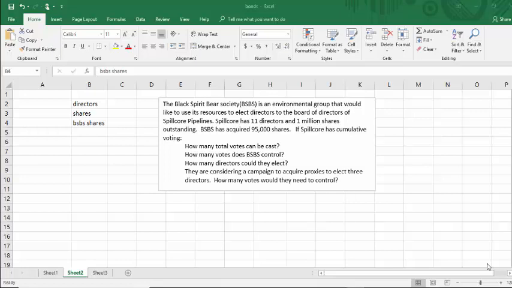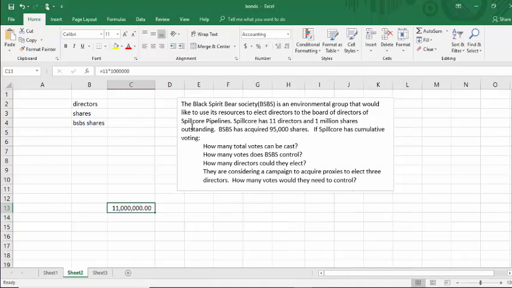And this doesn't really depend on whether it's cumulative voting, it's just how many votes can be cast. So the way we look at it is each share entitles you to vote for one director's position. So since there's 11 director's positions and there's 1 million shares outstanding, there's 11 million votes possible.